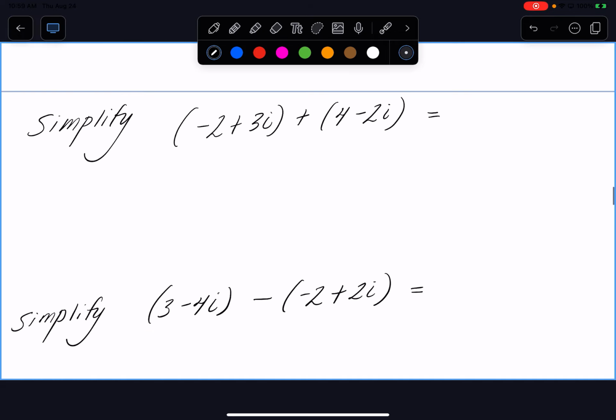We also learned how to add complex numbers. Complex numbers have real parts and imaginary parts. You add real parts to real parts, imaginary to imaginary. So this was super straightforward. Negative 2 plus 4 is 2. 3i plus negative 2i is 1i. Yes, you don't have to write the 1. We all get that picture by now. I'm at a certain point going to stop saying that.